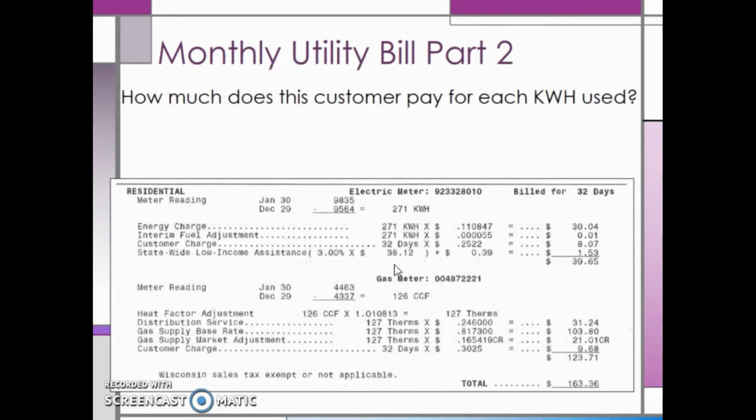How much does this customer pay for each kilowatt hour used? This information we will find directly on the bill. The customer is paying roughly 11 cents per kilowatt hour, or 0.110847.